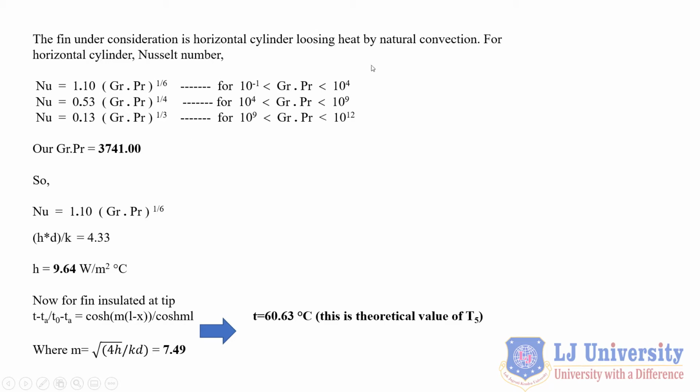You have these 3 equations given, and based on the multiplication of Gr.Pr, you have to see which range the value of Gr.Pr falls in. For that, the first equation is applied for our case. So that's why I've chosen this equation. Nusselt number is equal to 1.10 bracket Gr.Pr raised to 1 by 6. Now we know that Nusselt number is nothing but hD by K. If you put in the value of Gr.Pr and do the calculation, the right hand side comes out as 4.33. Now you have the value of K over here, but how can you find the value of K? Here you have to see the value of K of air.